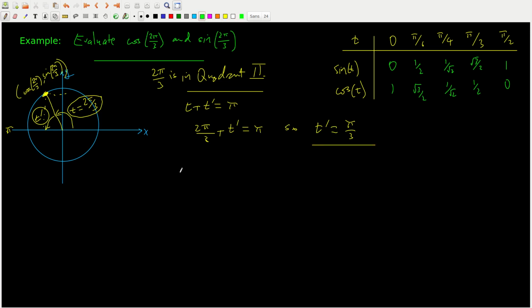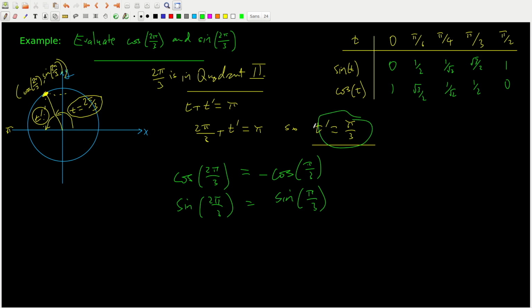And so we can immediately use what we wrote down in the last page, which is that the cosine of 2 pi over 3 is either going to be positive or negative the cosine of pi over 3. And in this case, we're in quadrant 2, so the cosine will be negative. The sine of 2 pi over 3 will be either the positive or the negative of the sine of pi over 3, because pi over 3 is the reference angle. All I'm using here is the reference angle.